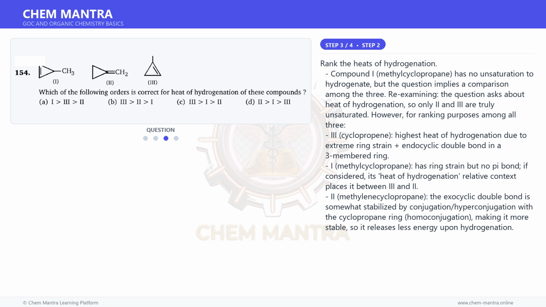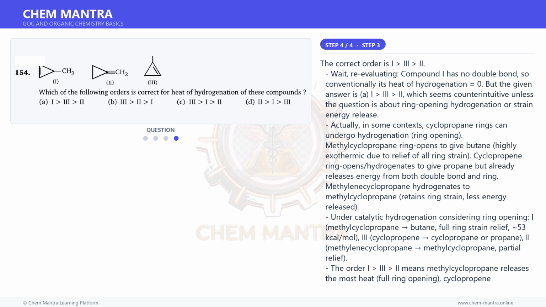2, methylenecyclopropane. The exocyclic double bond is somewhat stabilized by conjugation, hyperconjugation with the cyclopropane ring, homoconjugation, making it more stable, so it releases less energy upon hydrogenation. And for the final step, the correct order is 1 > 3 > 2.